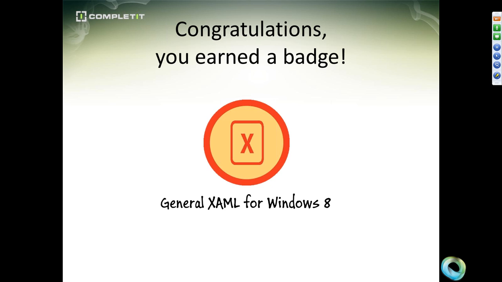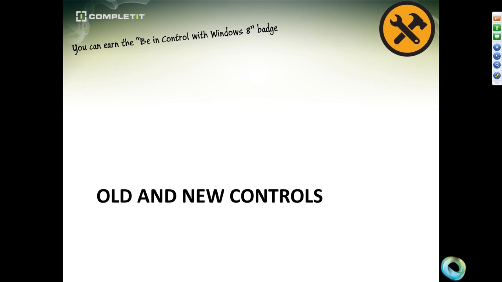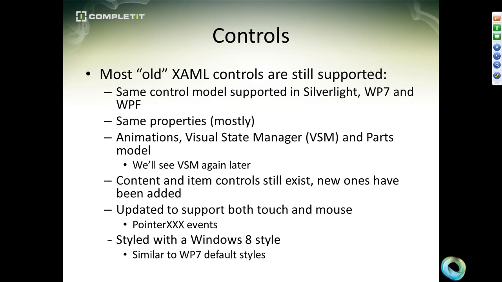Let's move on. Let's take a look at some controls. And you can earn another badge in this part, which is the Be in Control with Windows 8 badge. Let's take a look at some controls. Now, I think that part of the success of Silverlight comes from the available controls. Because using these controls, not only from Microsoft, but also from third parties, like Telerik, for example, they offer great controls, making it easy for the developer to actually build a line of business application very quickly.